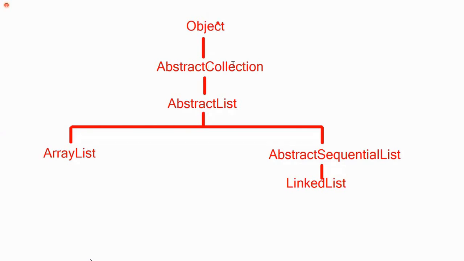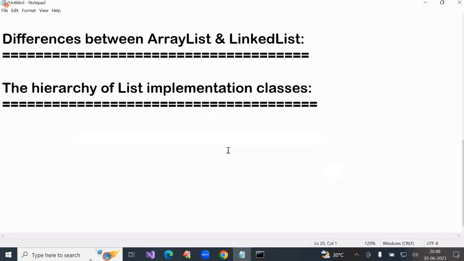Okay. You already studied the java.util package classes and interfaces. How many categories were they divided into? 2 categories. What are those? Collections framework collections and legacy collections. Collections framework collections means JDK 1.2 and above versions. Legacy collections means 1.0 and 1.1. Those classes and interfaces are legacy collections.